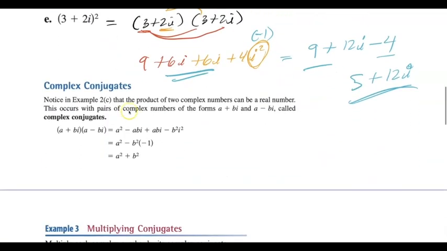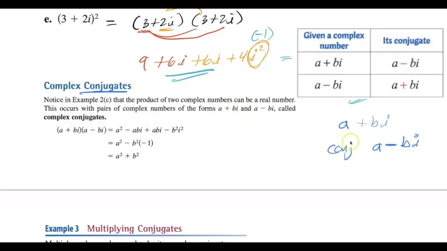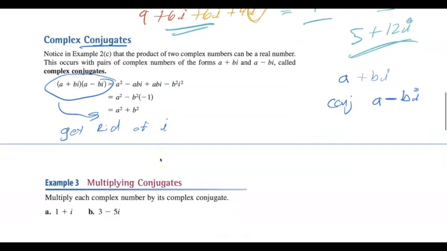Complex conjugates. A conjugate, if you remember from prior class, is where you change the middle sign. So if I give you this, the conjugate is you change the middle sign. And the reason we have conjugates is because when you multiply them together, you get a difference of two squares. You get a plus b times a minus b, you get a squared minus b squared. This gets rid of the i, which sometimes you want to do. So if you ever want to get rid of an i, you multiply by its conjugate. You'll eliminate the i. So let's do that here.